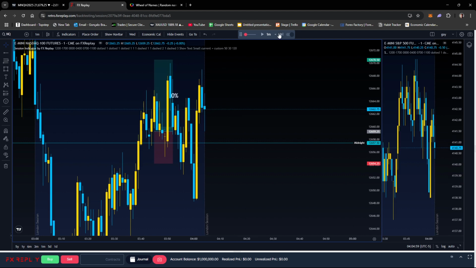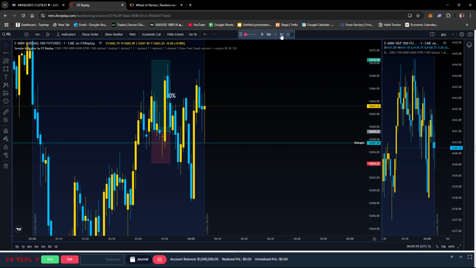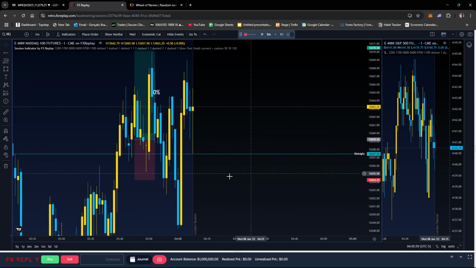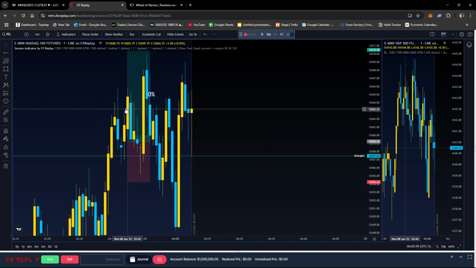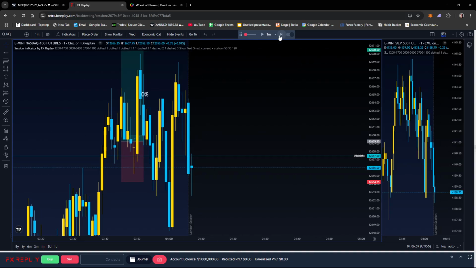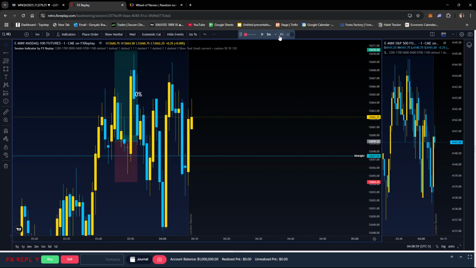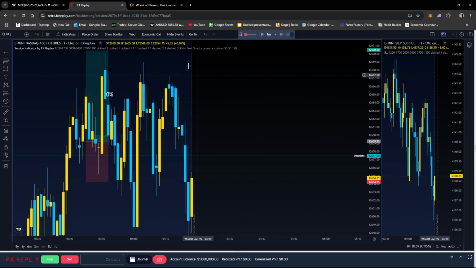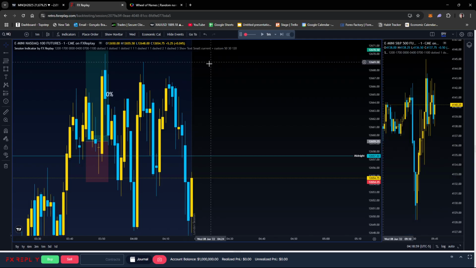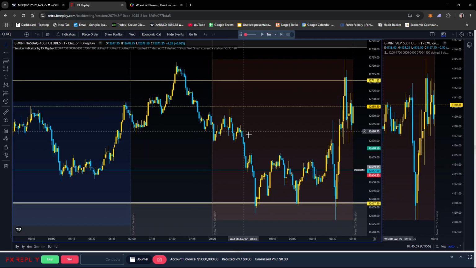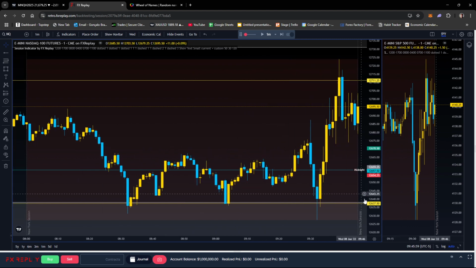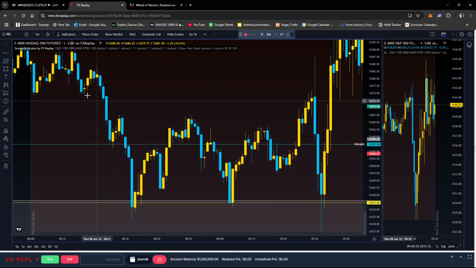And now it's just a bit choppy for me. This is okay. If this was an AMD, I would be taking this as a buy, but consolidation. We'll come back the next session. Let's go to the next session. Okay. Let's mark out the 8:30.